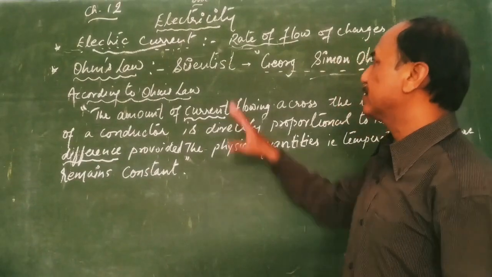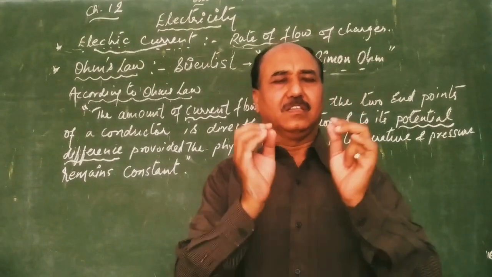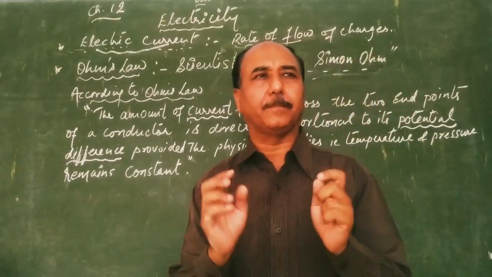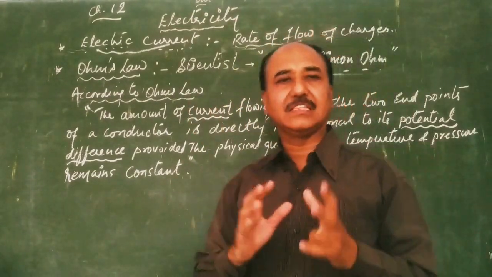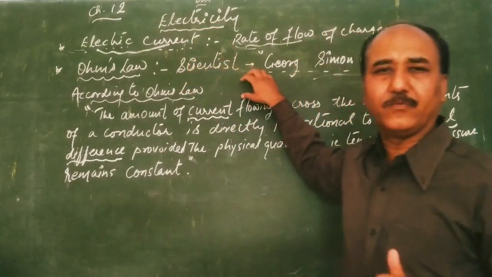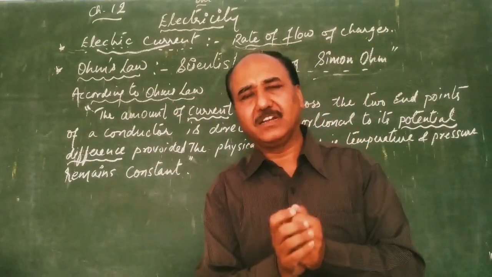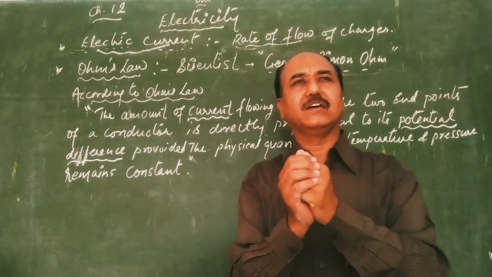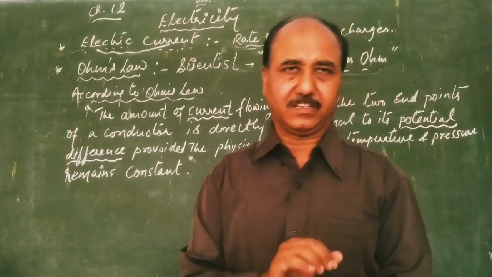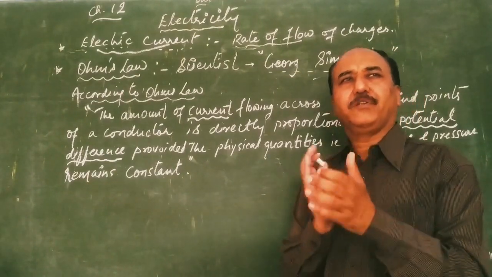So students, after electric current, that is the rate of flow of charge, now we are moving on to the next topic, that is Ohm's law. This Ohm's law is one of the very important topics of our chapter, or we can say it is the heart of the chapter. It was studied by a well-known scientist, George Simon Ohm, who made a study about the potential difference and the amount of current flowing across the circuit. So he stated this law between V and I.